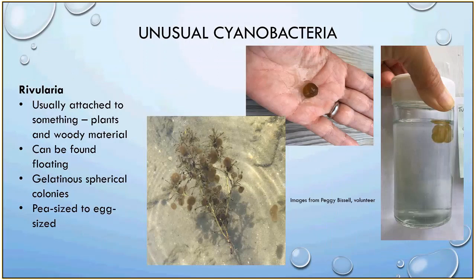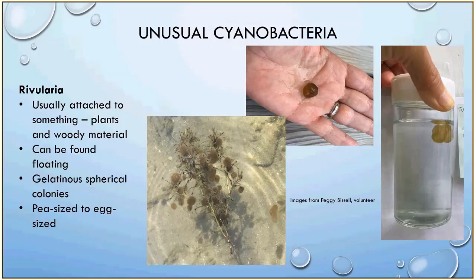Some of our inland lakes and ponds have other unusual forms of cyanobacteria. This is from Lake Maury. It's a genus known as Rivularia. It typically grows on the bottom attached to things. You can see in the middle image that there are a lot of these Rivularia colonies attached to this floating piece of plant material. They can be fairly large.